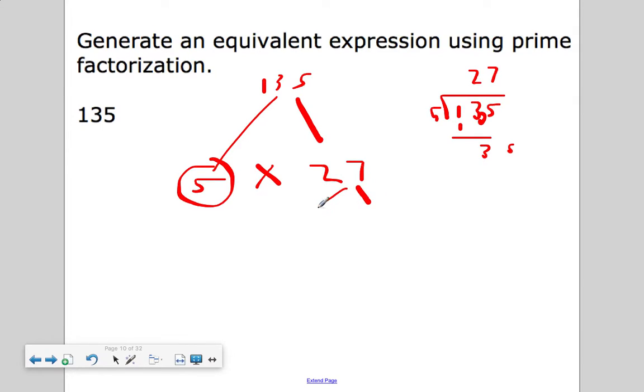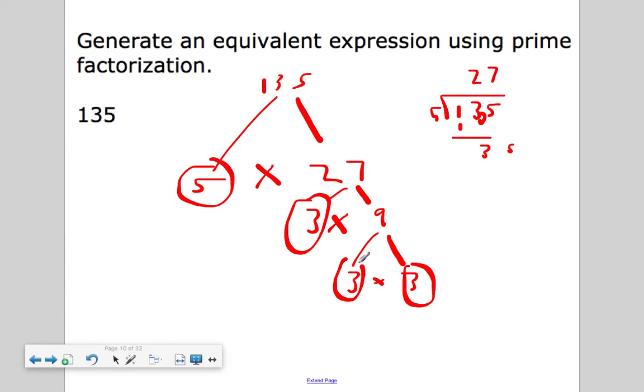27 is 3 times 9. Is 3 prime? Yes. I circle it. I cannot break it down anymore. But 9 is not prime. It's a composite. It can be broken down into 3 times 3. These are prime numbers. So what makes up 135? 3 times 3 times 3 times 5.